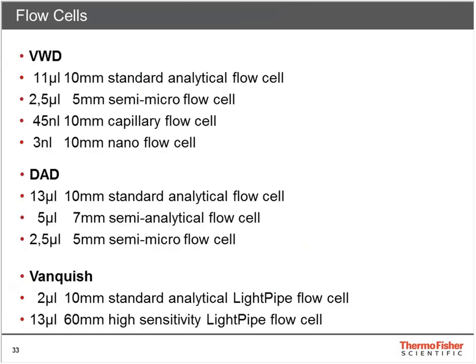This is a list of cells for the Ultimate 3000 and the Vanquish. It's in the presentation just as a reference.